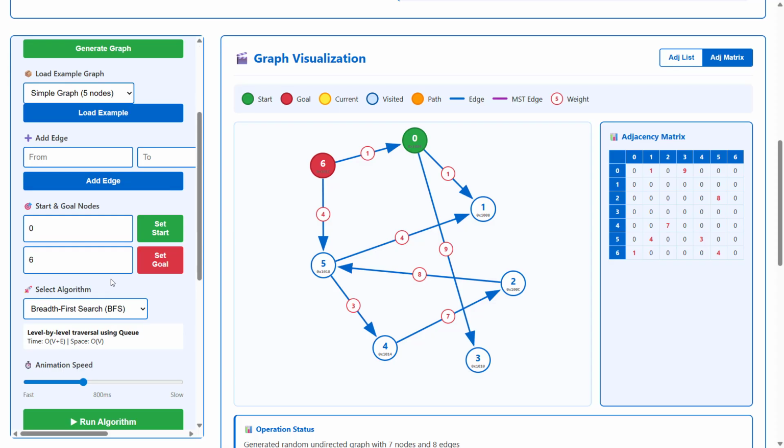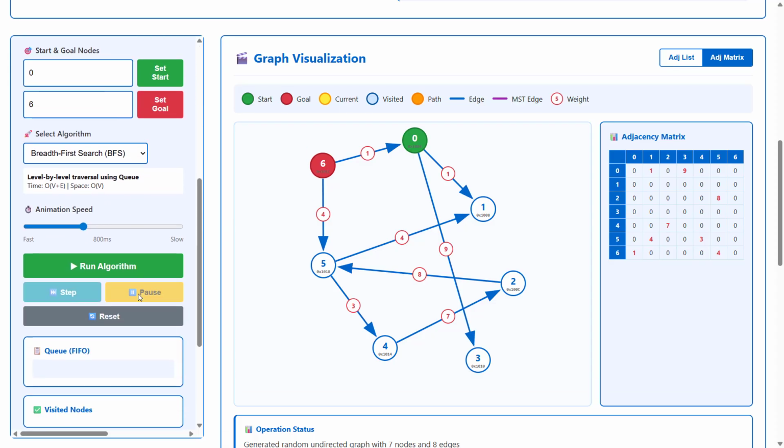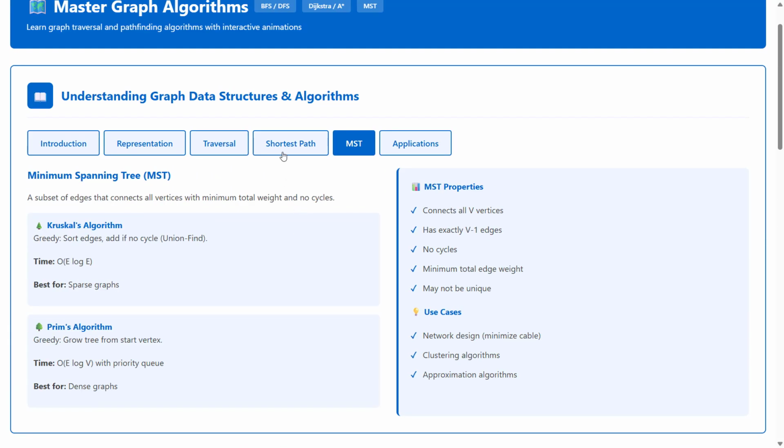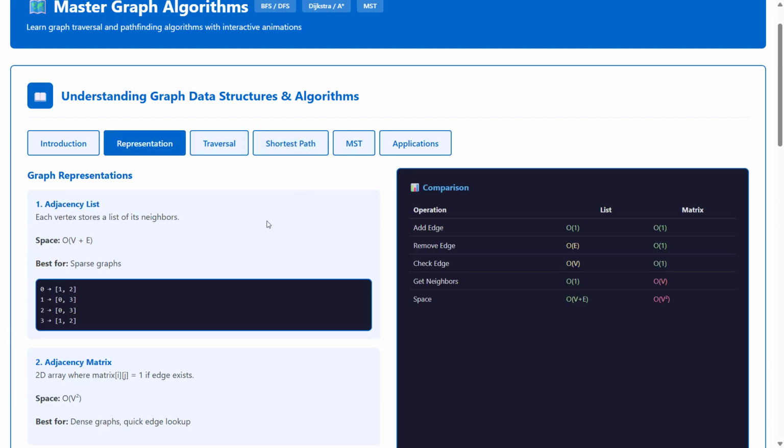Finally, we have cyclic versus acyclic graphs. A cyclic graph contains at least one cycle. You can start at a node, travel through edges, and come back to the same node. An acyclic graph has no cycles at all. You can never return to where you started.